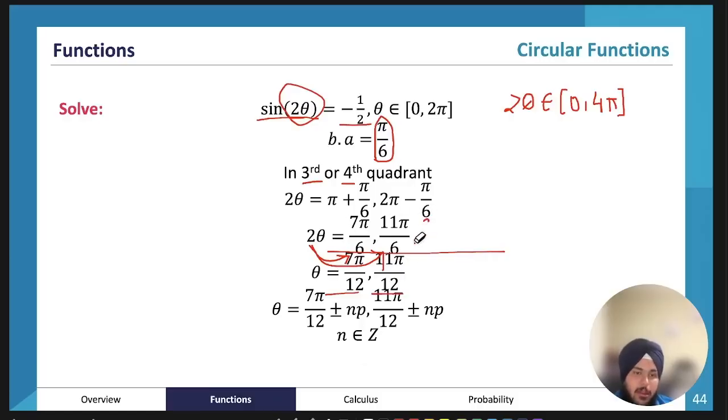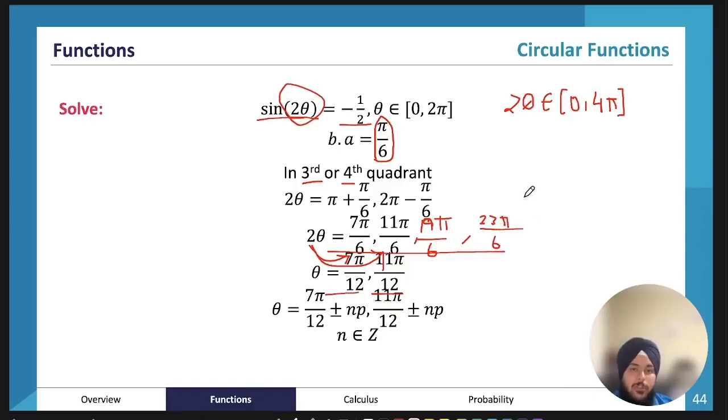My bad. Oops. 7 pi on 6 plus 12 pi on 6. That should be 19 pi on 6. And 11 pi on 6 plus 12 pi on 6 should be 23 pi on 6. So those are my values in the second rotation.